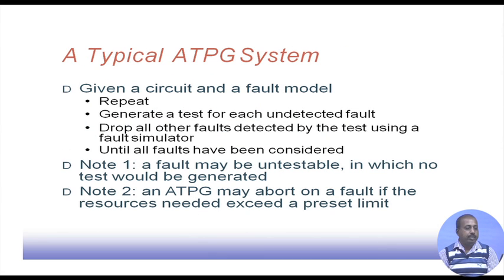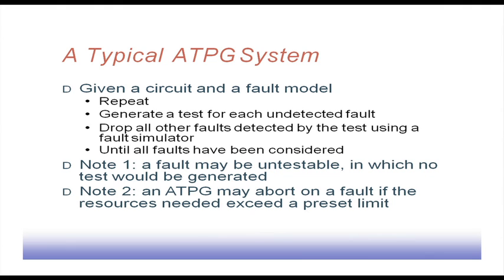A typical ATPG system will work like this. Given a circuit and a fault model, it will repeat the following steps: generate a test for each undetected fault. Initially, all the faults in the circuit are undetected, so it tries to generate a test pattern for one of them. If it successfully generates a test pattern, certain faults in that set get detected. Those faults we need not consider anymore. In our successive attempts, we should try other faults which are not yet detected. That is what is written here.